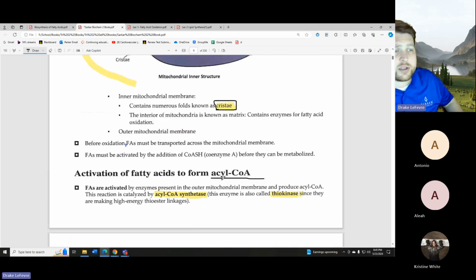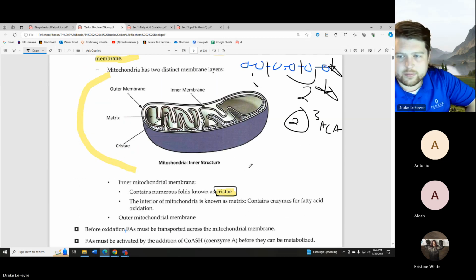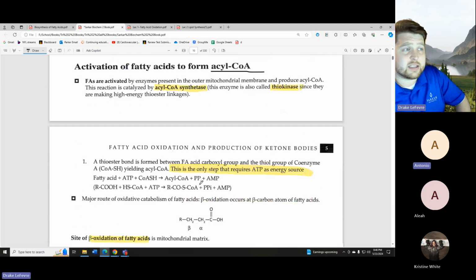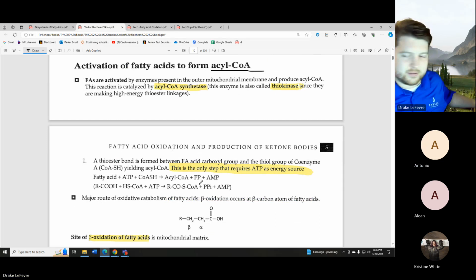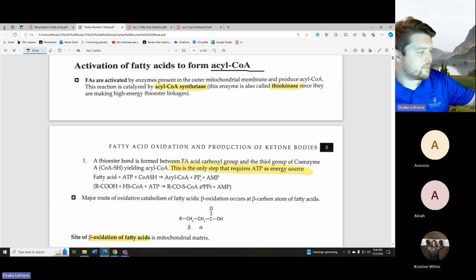So any questions up to this point? Feel like this is good. This is helping, seeing all the information, breaking it down a little bit. Yeah. Okay.